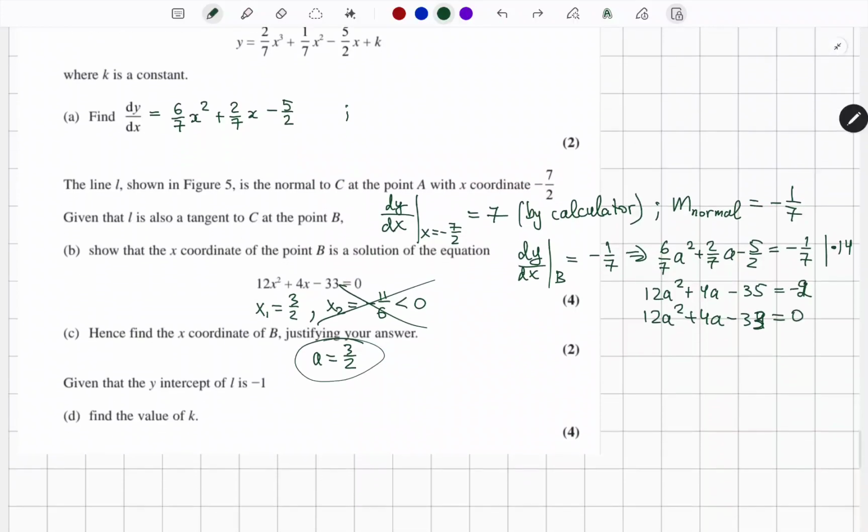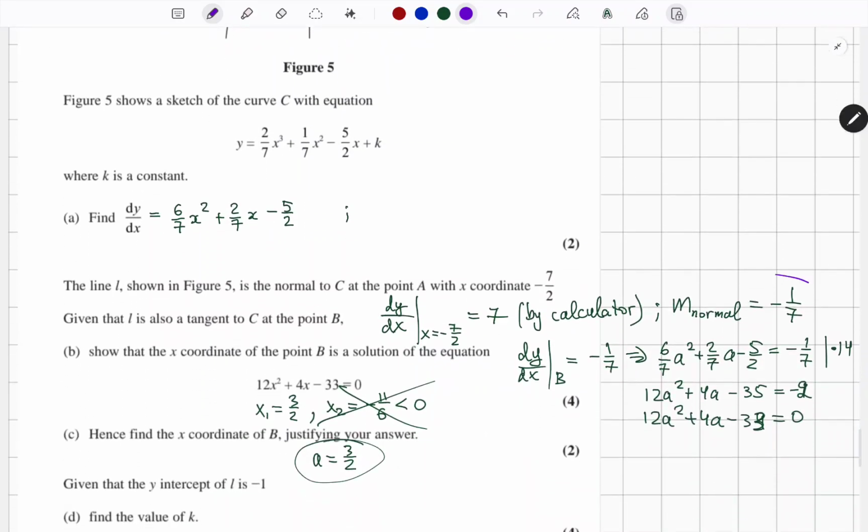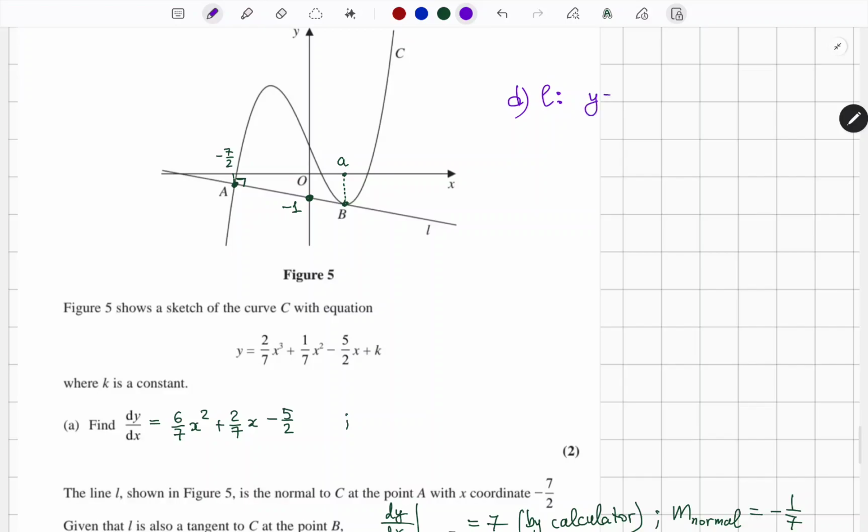So let's do it here. About the line L, its gradient is the gradient of the normal. It's minus 1 over 7. So when I start writing the equation of L, y equals minus 1 over 7 x. And now I'm given the y-intercept. It's negative 1, so I put it here. So this is the equation of L. But how can it help me to restore the value of k?